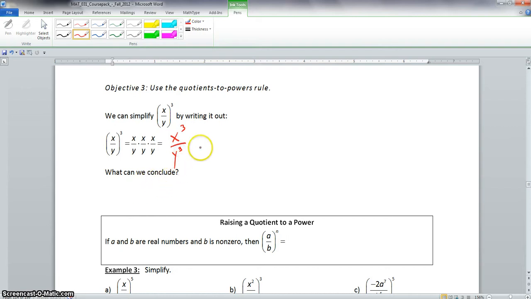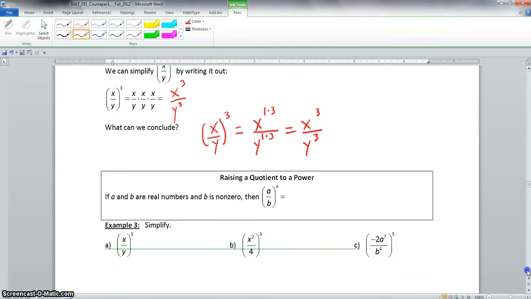It says what can we conclude? We can conclude this here, that (x/y) to the third power is equal to, now we know that this exponent is assumed to be 1 with the x. So it'll be x to the 1 times 3. And then this y exponent is 1. So it'll be y to the 1 times 3. So that will give us x to the third over y to the third.